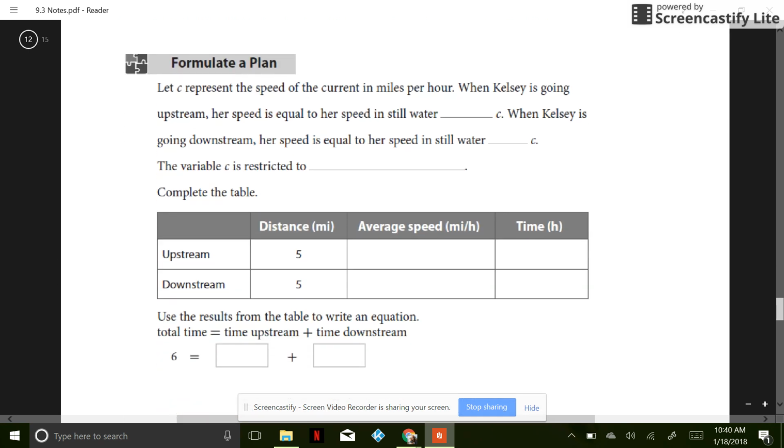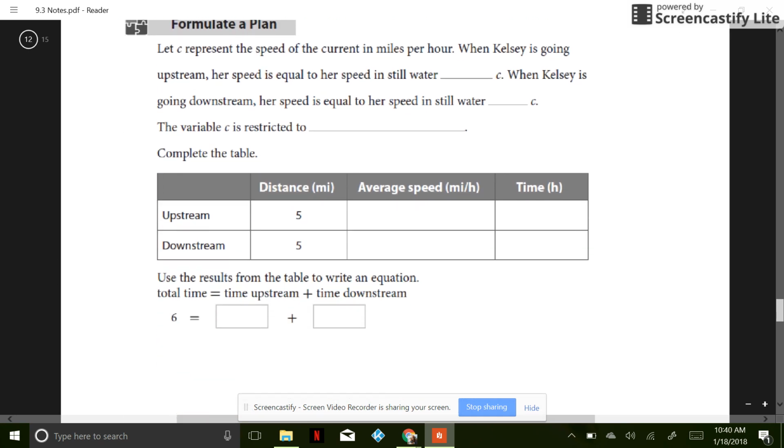So if we let C represent the speed of the current in miles per hour, then Kelsey is going upstream. Her speed is equal to her speed in still water minus C. Upstream, she's fighting the current. It's going to slow her down by whatever the speed of the current is.